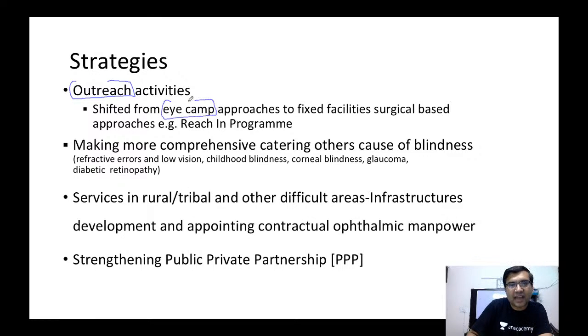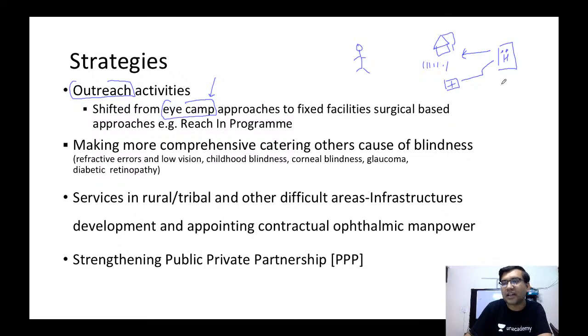Okay, so what is the iCamp approach? The iCamp approach means that we used to go for camp surgeries and operate on the patients there. Now what we do is go for a reach in program. In a reach in program, let's say I am a doctor. I go to a tribal area or a village, screen 50 patients there, arrange a bus or transport for them, and tell them to come into a hospital. In the hospital, I operate on the patient and then tell them to go back to their place. So this is called a reach in program.